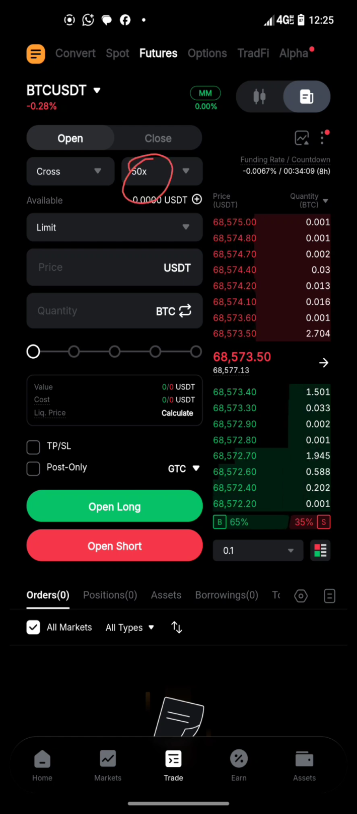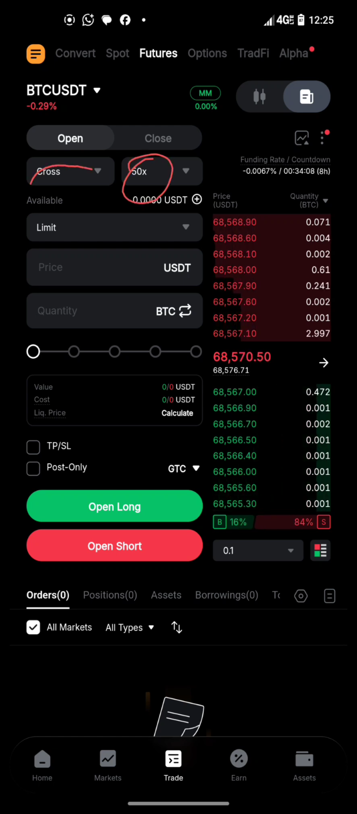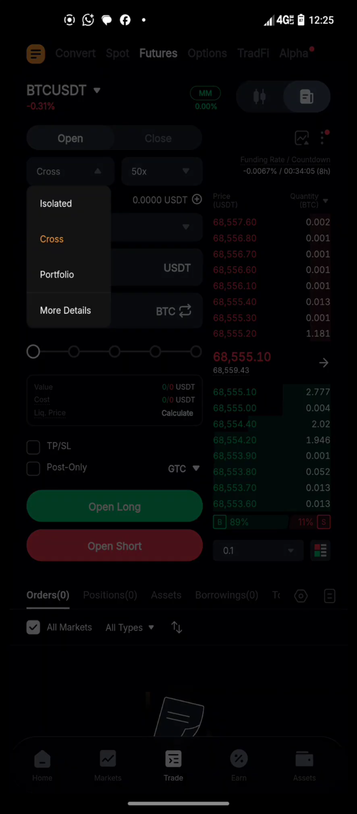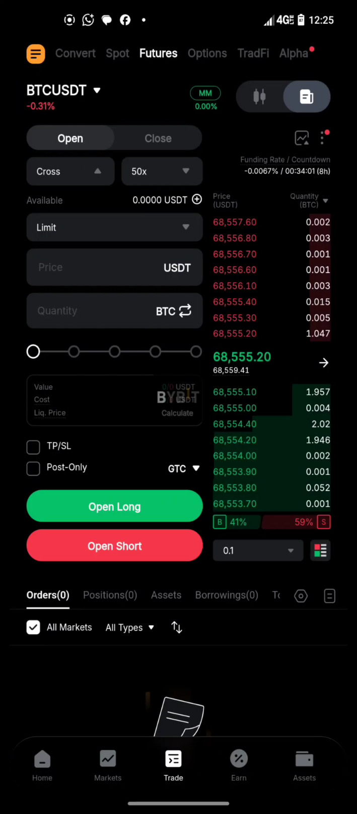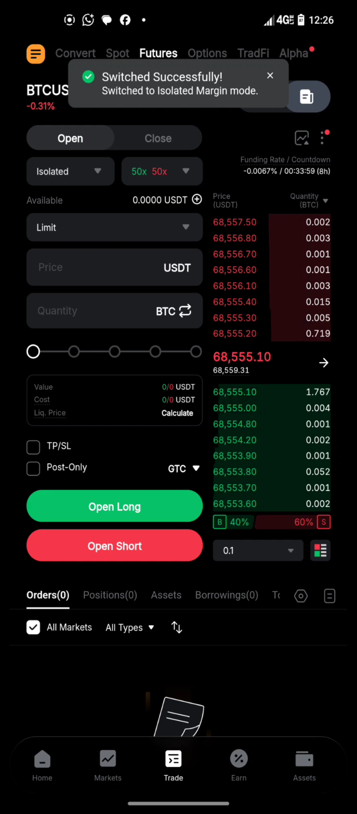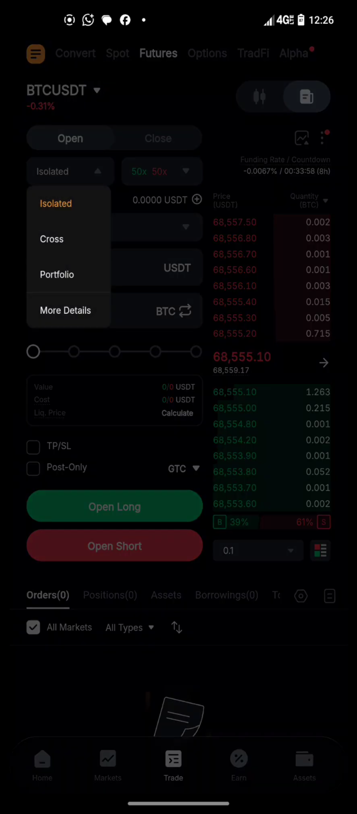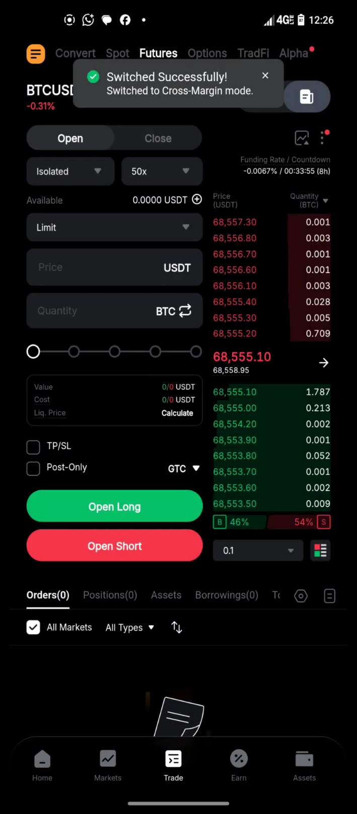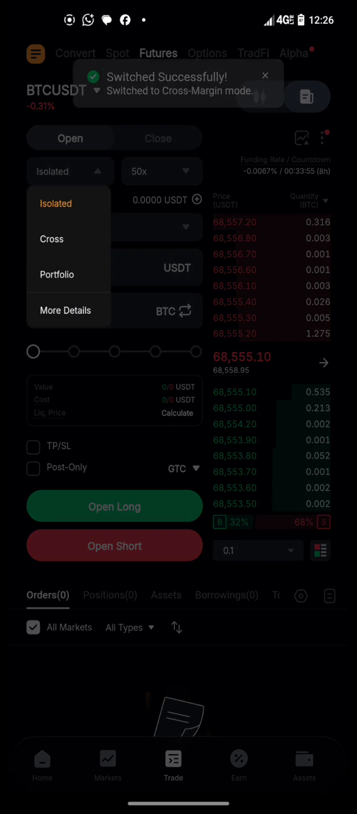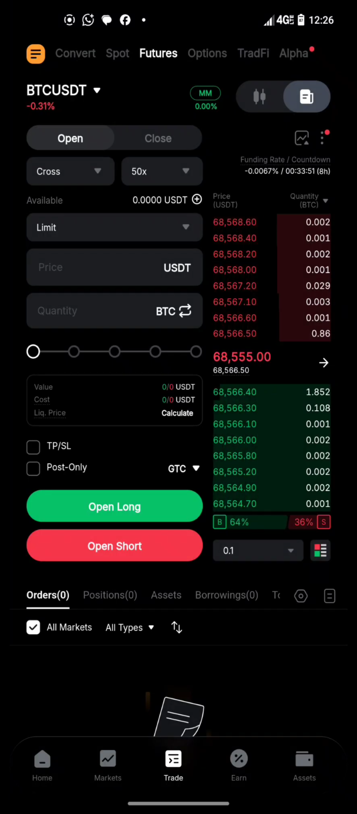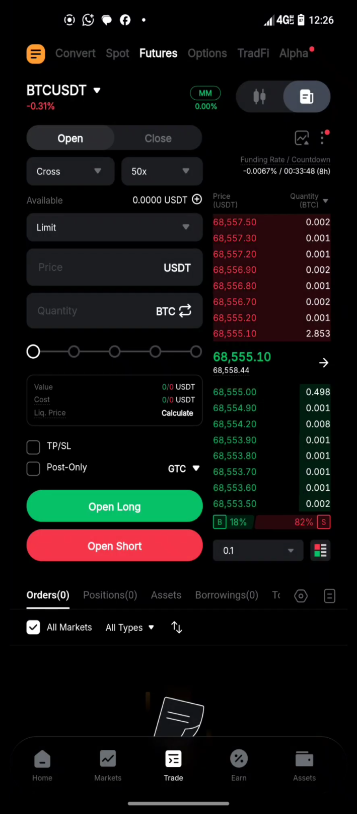The leverage is 50x. Then the way you are trading, are you trading on cross or isolation? So this is isolated, but we use cross most times. Now, when you are using isolated, that means whatever you are putting inside the trade, if the trade reverses against you, you can only lose what you are staking on that trade.